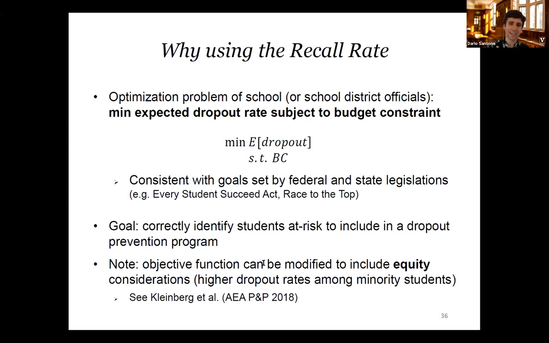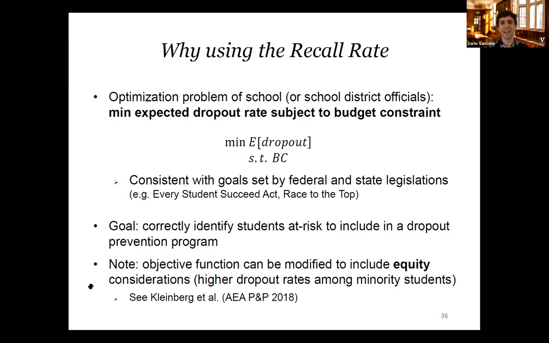Now, we can agree that schools may have different objective functions, that they may also include some equity consideration. For instance, they may want to treat minority students differently given the historically high dropout rate. And I discussed this in the paper. There is also a large literature on fairness, which has also been mentioned in the previous seminar. But my point here is more general.